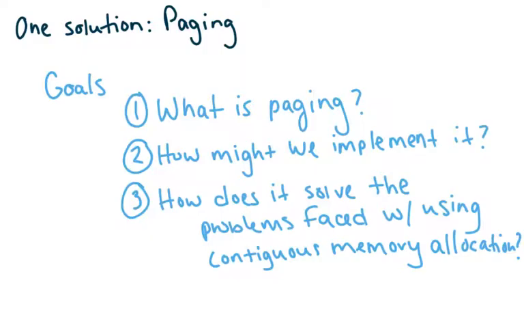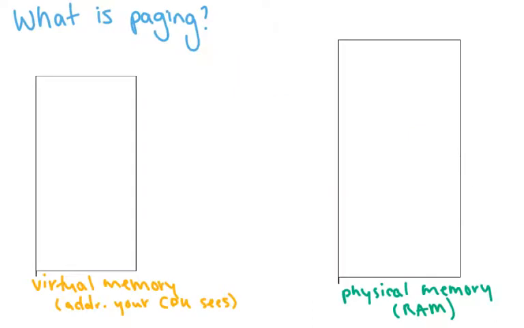One possible solution is called paging. So the goals of this lecture is to talk about what is paging, how might we implement it, and finally, how does it solve the problems that we faced using contiguous memory allocation. So first off, what is paging?